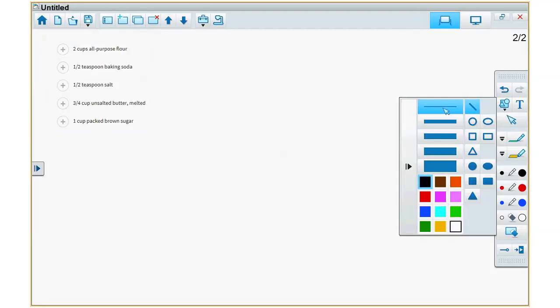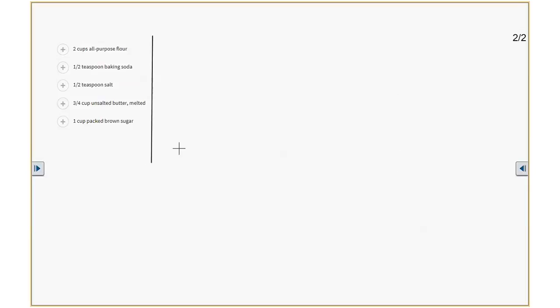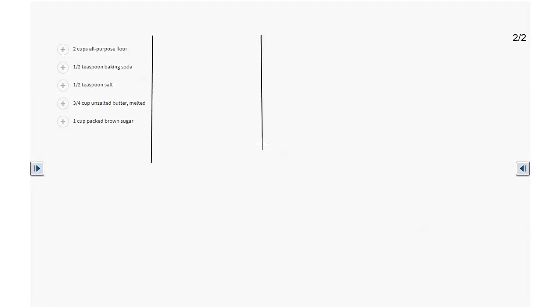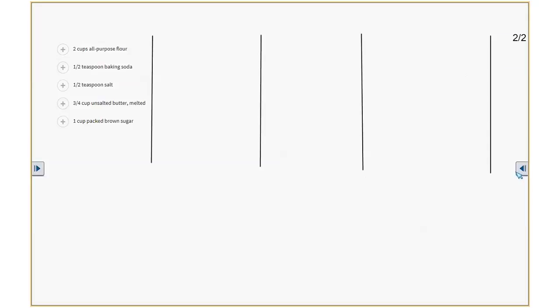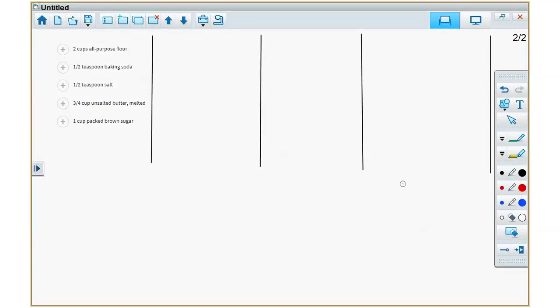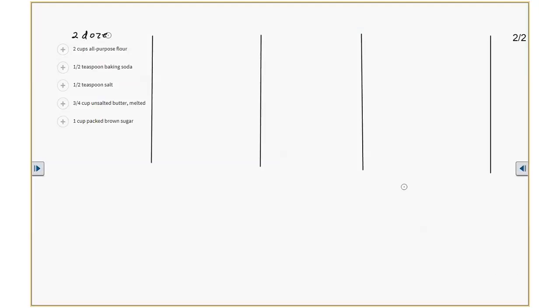Take my handy dandy straight line maker. Let's put a line here, and a line here, and a line here, and a line here. All right, let's say that this recipe, now I didn't make up this recipe, so you can't correct me. I pulled it off of a website, so you can't prove the website wrong for all the people that like correcting people. Let's say that this recipe makes a dozen cookies, or 2 dozen cookies, which means 24 what? Cookies.